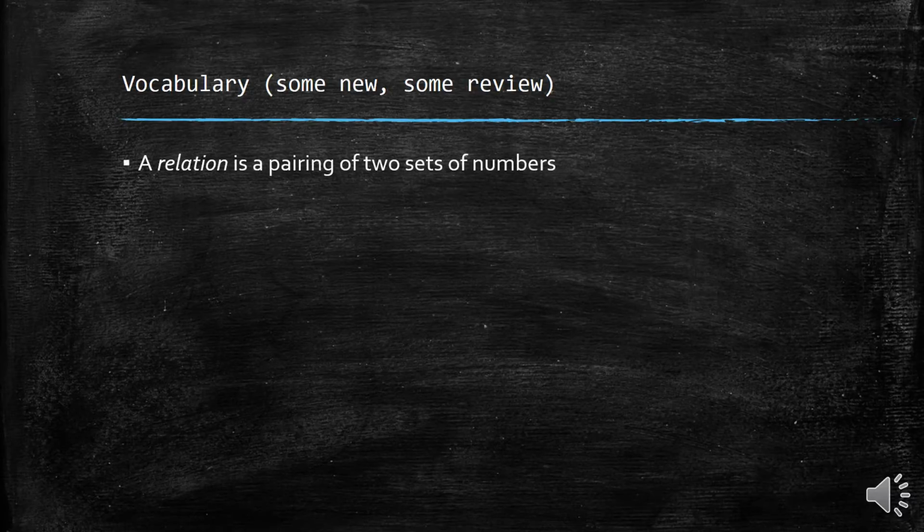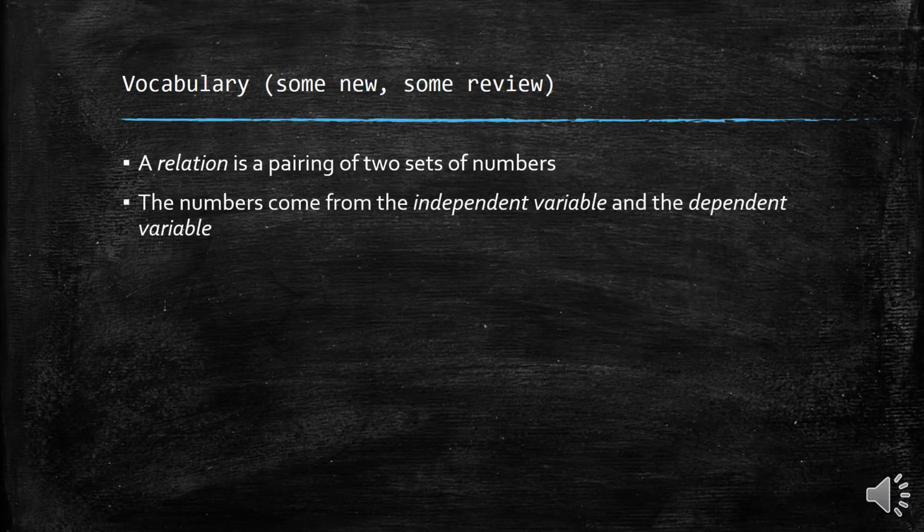A relation is a pairing of two sets of numbers. The numbers in a relation come from the independent variable and the dependent variable. Typically, the independent variable are x values and the dependent variable are y values.